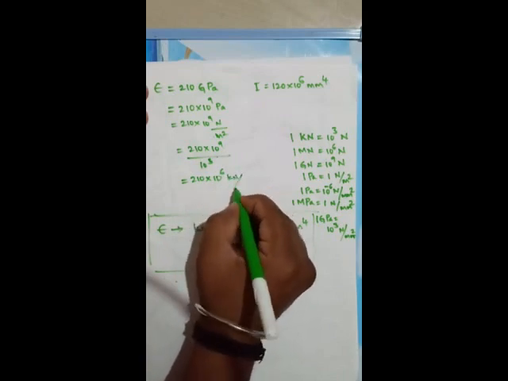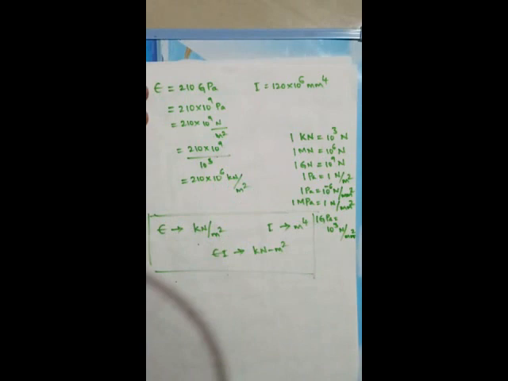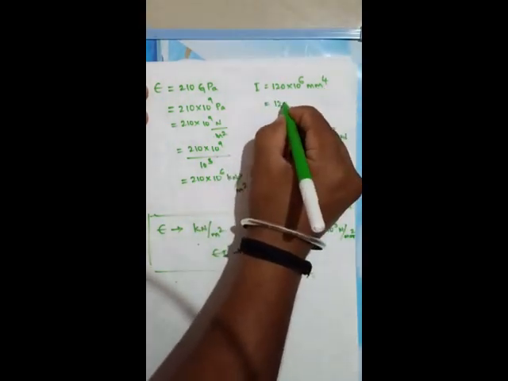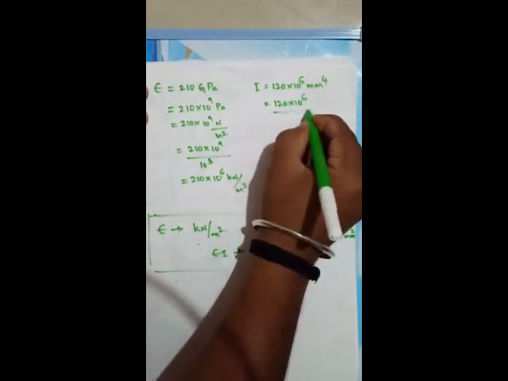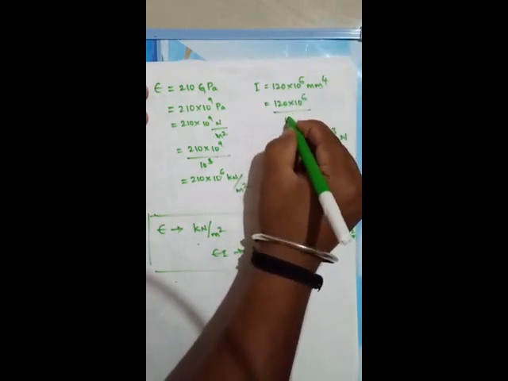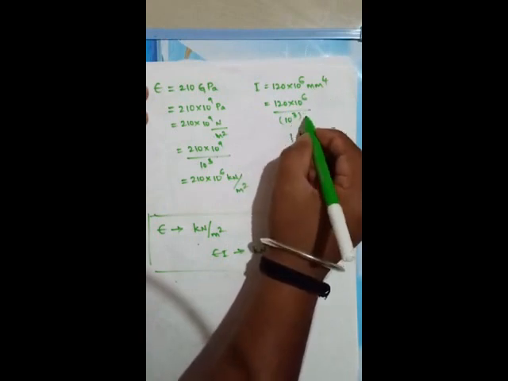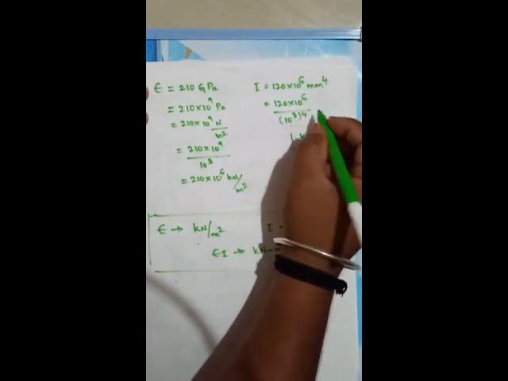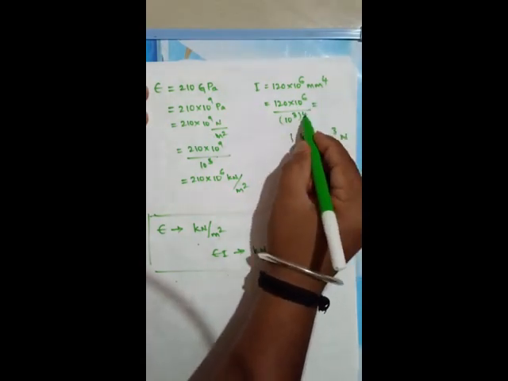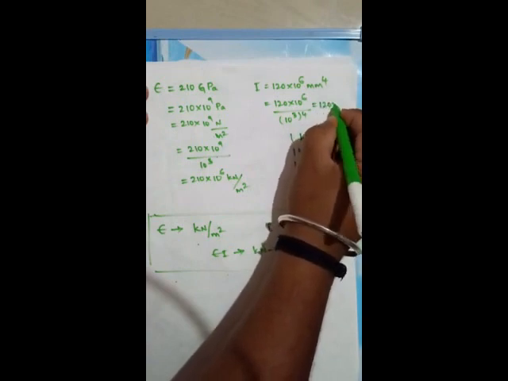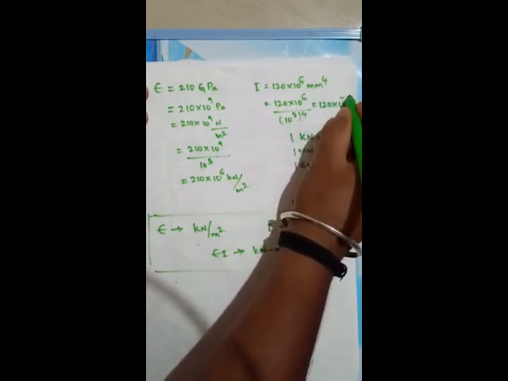kilonewton per meter square. Similarly here it is mm raised to 4, convert that into meter raised to 4. So lower to higher, when you are doing, divide. So 1 meter is equal to 1000 mm, so it is raised to 4. If you simplify this, 4 3 is 12, so this is 10 raised to 12. So 120 into 10 raised to 12, we are left with 10 raised to minus 6.